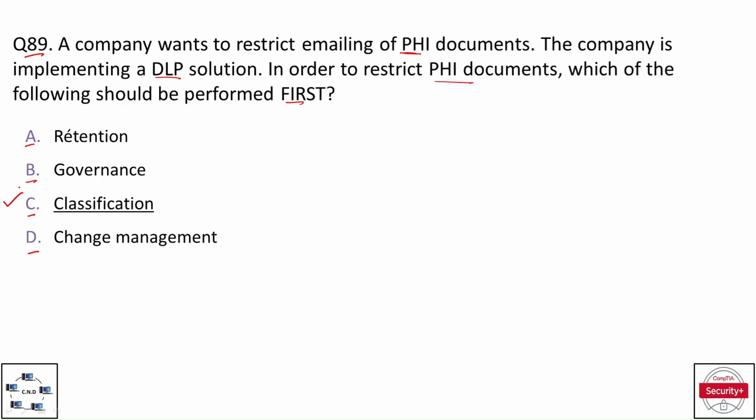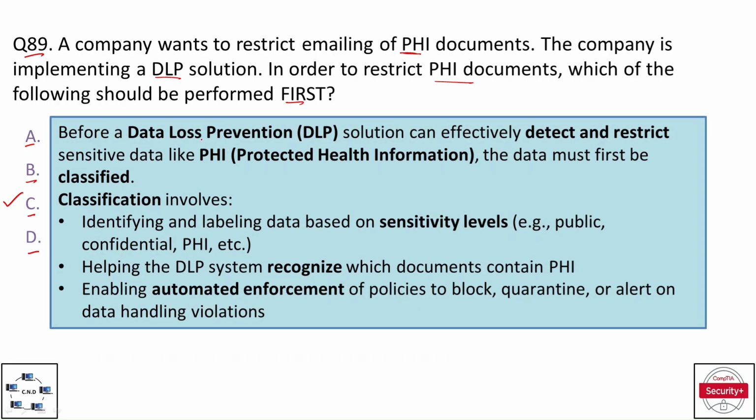Option C, classification. So before a data loss prevention solution can effectively detect and restrict sensitive data like PHI, that is protected health information, the data must first be classified. Classification involves identifying and labeling data based on sensitivity level, for example, public, confidential, PHI, etc., helping the DLP system recognize which documents contain PHI and enabling automated enforcement of policies to block, quarantine, or alert on data handling violations.